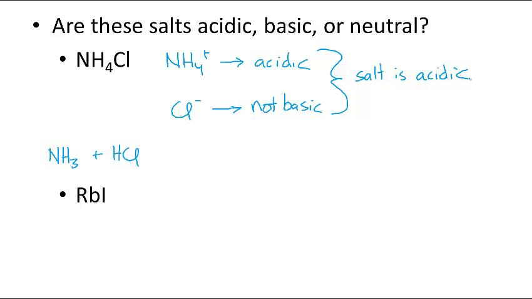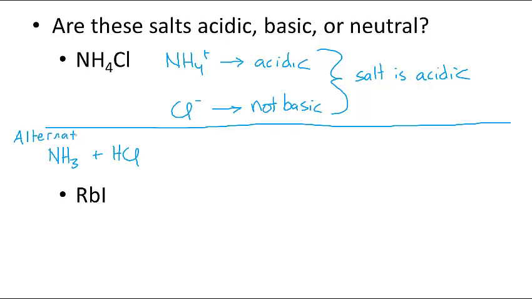So for NH4Cl, another approach would be to think of NH4Cl as being a combination of NH3 and HCl. All right, so this is an alternative approach, to think of it as an acid and a base. So what do we know about HCl? What kind of acid is that? It's a strong acid.